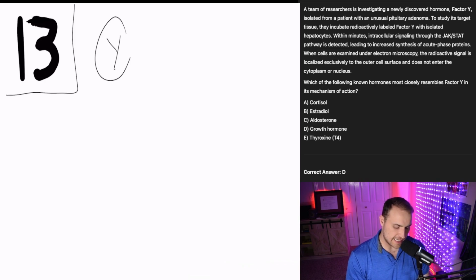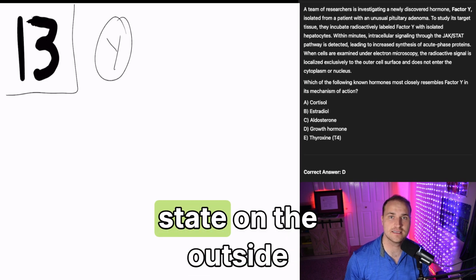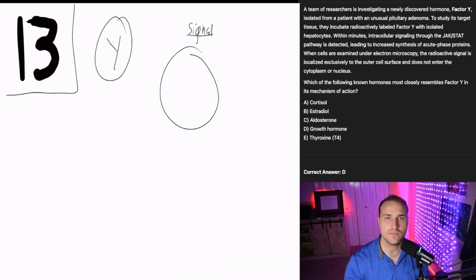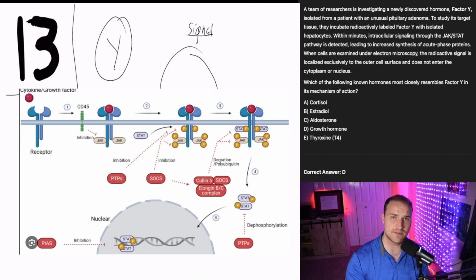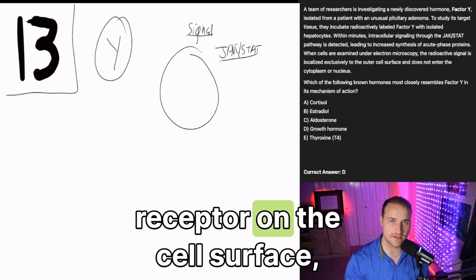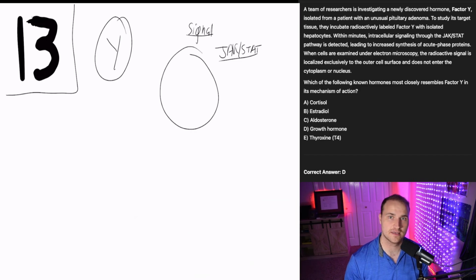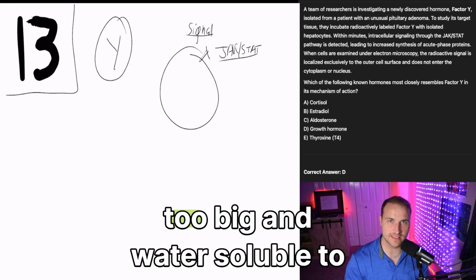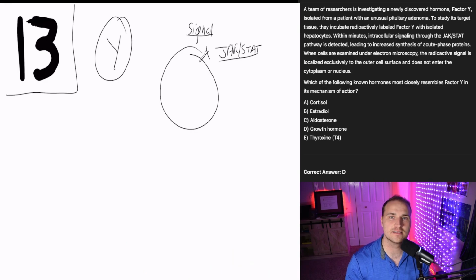So when these guys add factor Y to the liver cells, they see two things happen. The signaling stayed on the outside of the cell. So here's our cell, and the signaling happened here. And this worked within minutes using the JAK-STAT pathway. That's all we know, but that's kind of enough. That means factor Y acts through a receptor on the cell surface. It does not go into the cell. And you should recognize this is how growth hormones work. What we have is a protein hormone. It's too big and water soluble to cross the cell membrane, and so it attaches to a special receptor that's sticking outside of the cell, which then triggers and signals stuff on the inside.